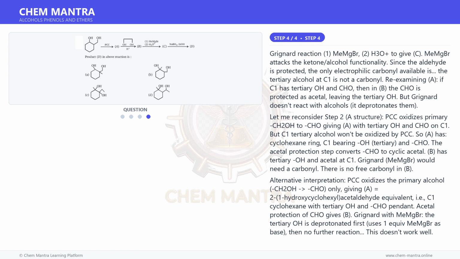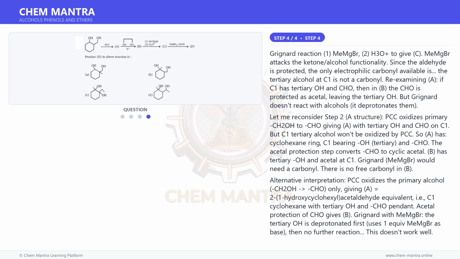MeMgBr deprotonates the tertiary OH, pKa about 16, since it is a stronger base, with conjugate acid CH4, pKa about 48. This consumes MeMgBr but forms no new bond to carbon. Unless excess MeMgBr is used and adds to the acetal, but Grignard doesn't add to acetals normally. This pathway cannot give a useful product for B.